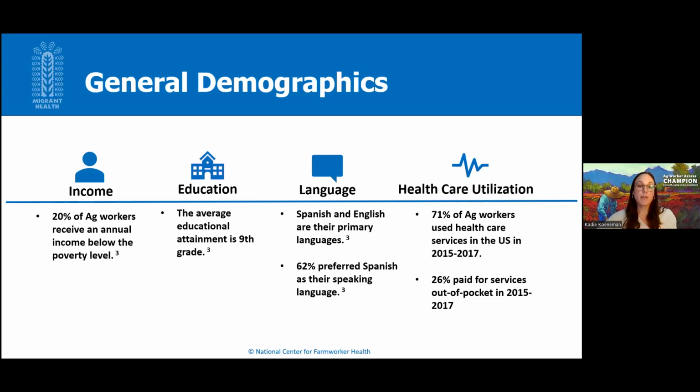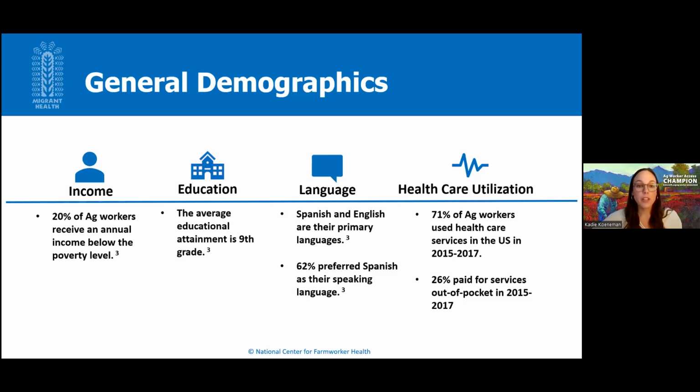Looking at a key demographic, language, Spanish and English are the primary languages reported in this population. 62% of ag workers prefer Spanish as their speaking language, to 27% who prefer English. And among workers born in Mexico or Central America, nearly all reported Spanish as their primary language at 93%. And although Spanish and English are the primary languages among the population, we do know that there are other languages spoken among ag worker populations and communities, such as Indigenous languages and Haitian Creole.